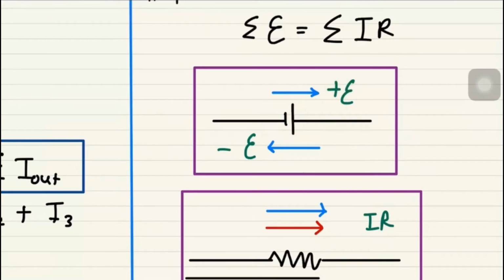Okay. Kalau dia going out from the negative terminal, macam yang bawah ni, let's say you determine the direction of the loop to the left. So it goes out from the negative terminal. So that means you have to put negative epsilon.